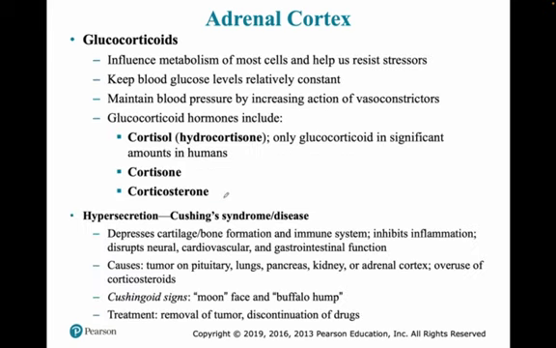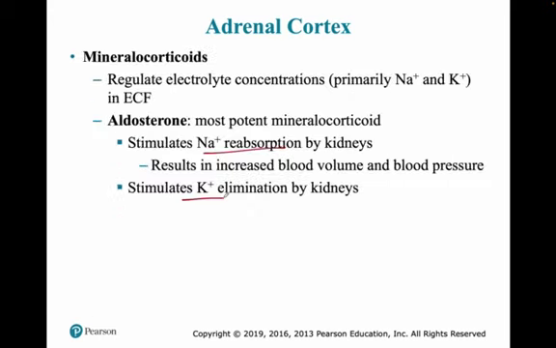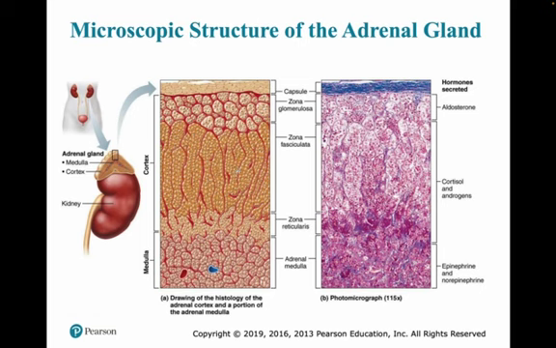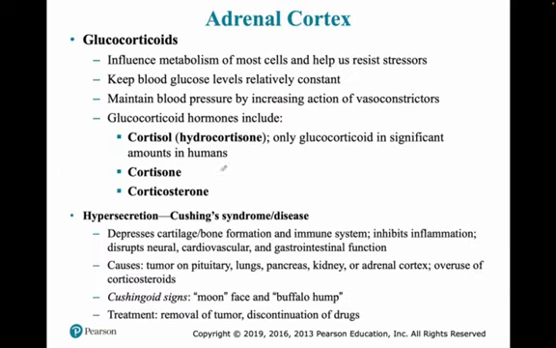The next one is the glucocorticoid, and glucocorticoid is secreted by the middle layer, which is this one, the zona fasciculata. What glucocorticoid does is influence the metabolism in most cells and keep the blood glucose level relatively constant. The most important glucocorticoid that we human beings have is called cortisol. There are other ones also, cortisone or corticosterone, but they're not very significant. The only one that is very significant in our body is cortisol.